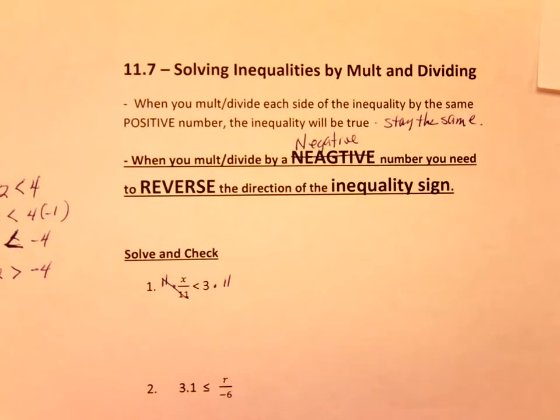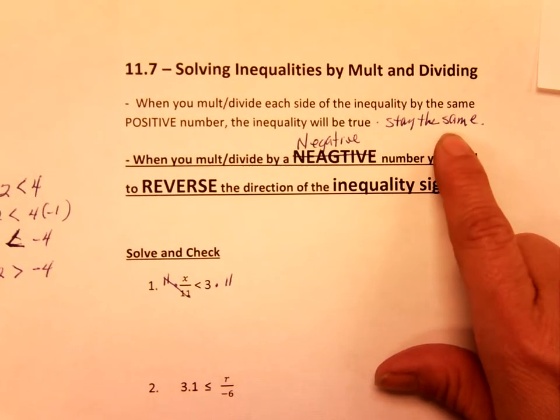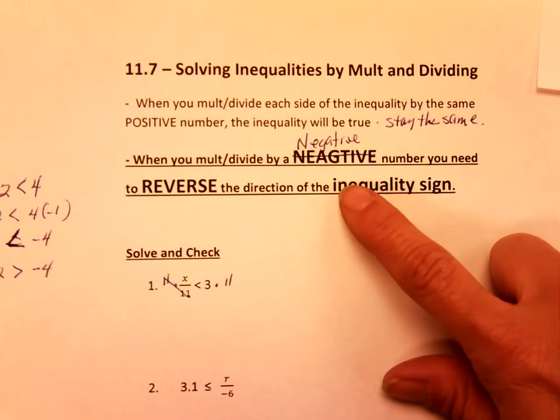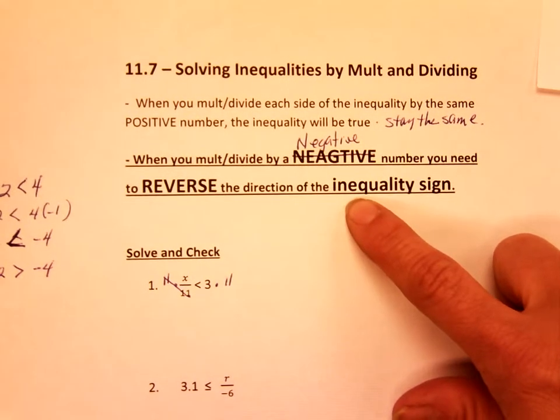Today's lesson is 11.7, solving inequalities by multiplying and dividing. When you multiply and divide each side of the inequality by the same positive number, the inequality will be true. That means that the inequality stays the same. When you multiply and divide by a negative number, you need to reverse the direction of the inequality sign.